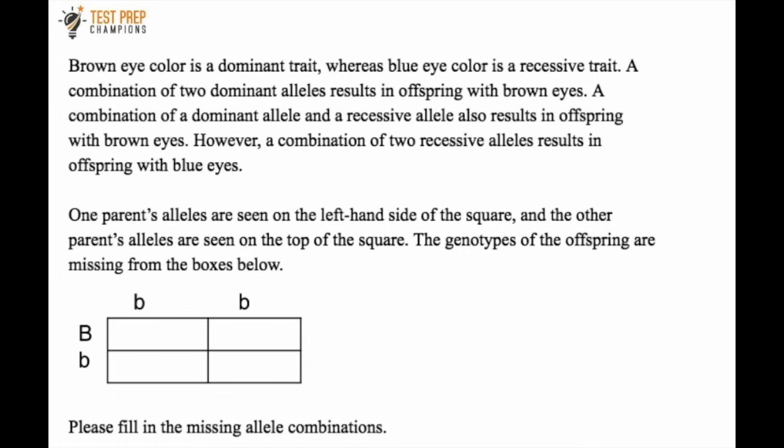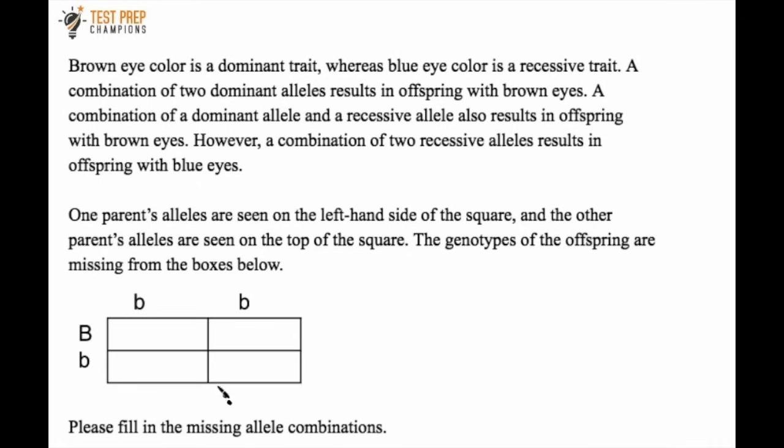Okay, so I'm switching it up a little bit here, but all the text is exactly the same as the last question. The only difference now is that I've switched up the parents' genotypes, right? So we still have one parent's alleles shown on the left-hand side, one parent's alleles shown on the top here, and so it's the same exact information. It's still the brown eye and blue eye color, but I want you to now work with this different chart here. I want you to fill out the missing allele combinations into this chart for practice. So let's have you pause the video, think about how you would do this, and then we'll go over it.